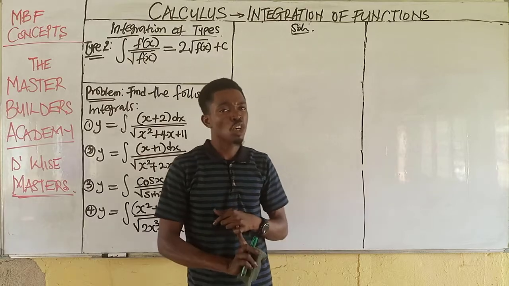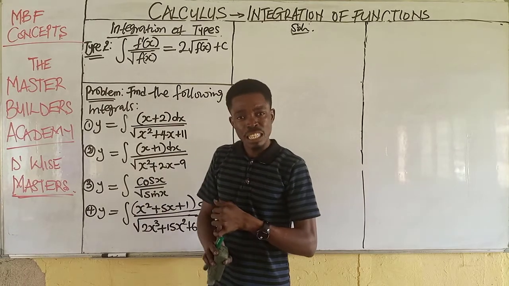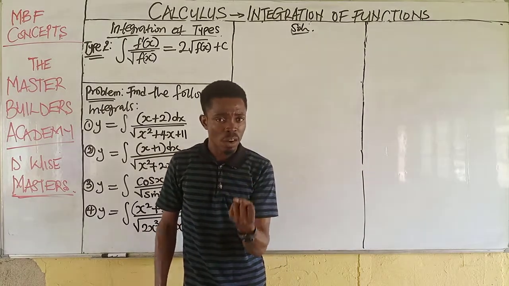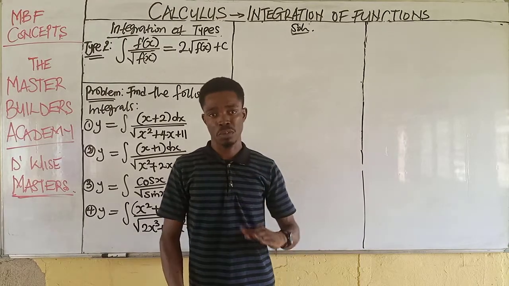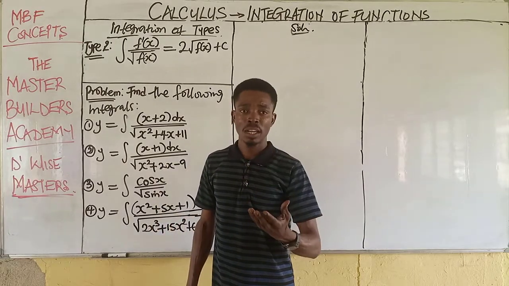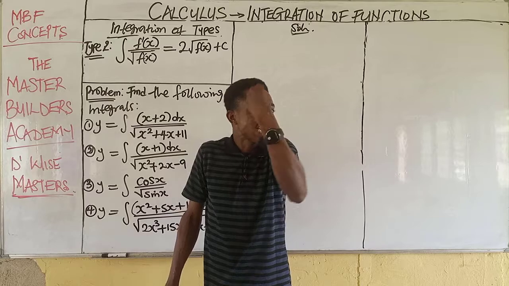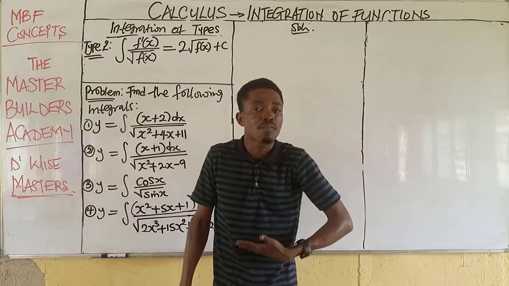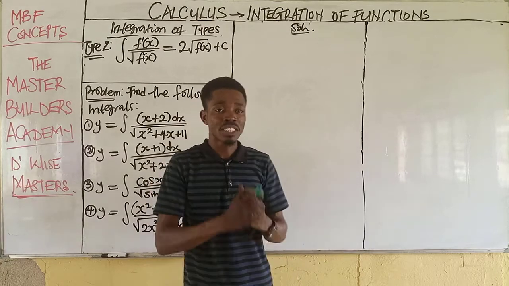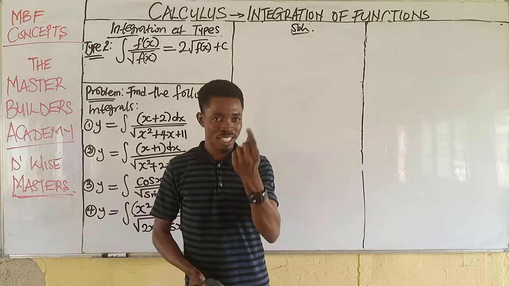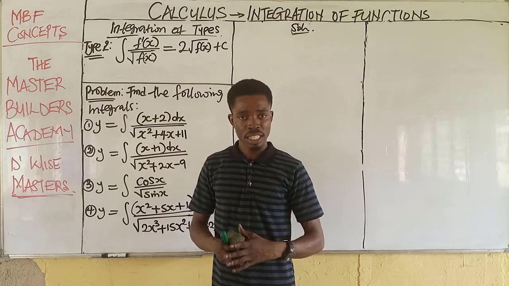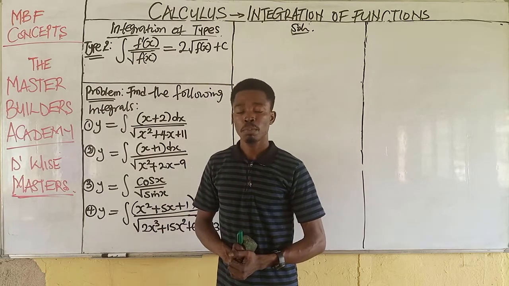Here we have a function of x at the numerator, and at the denominator we equally have a function of x. But the function of x at the denominator is enclosed inside a square root. A square root covers all the functions at the denominator entirely. So when you differentiate that function inside the square root and it gives you exactly the function you have at the numerator, then the answer becomes 2 times the square root of the denominator plus the arbitrary constant, which is c. If this is understood, guys, let's see how we can solve the problems before us.